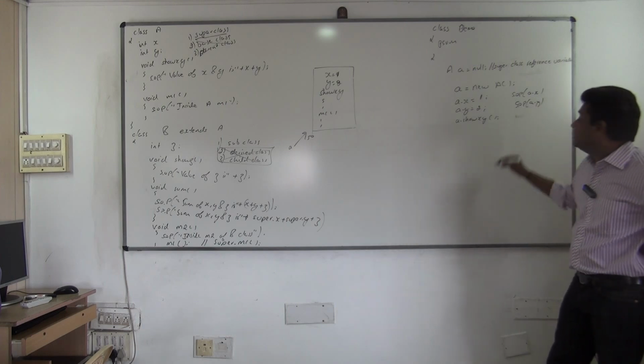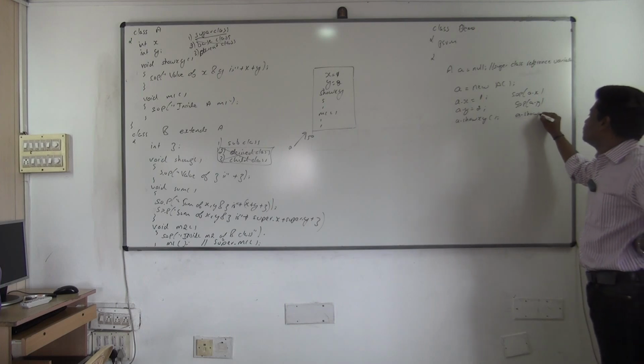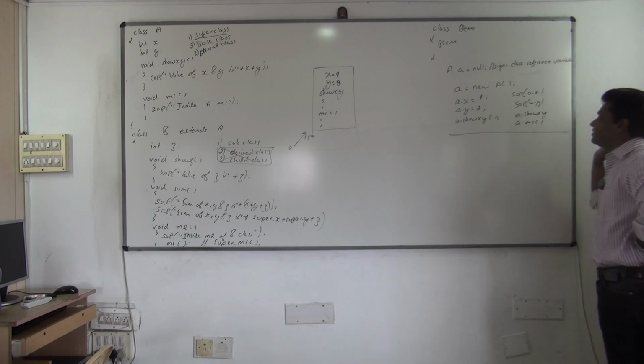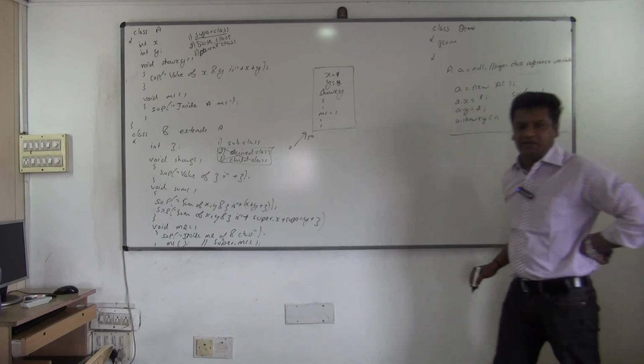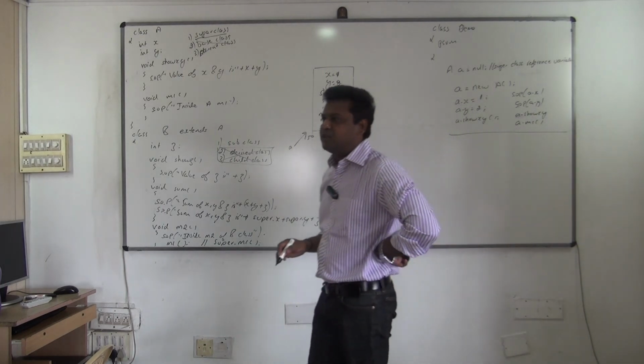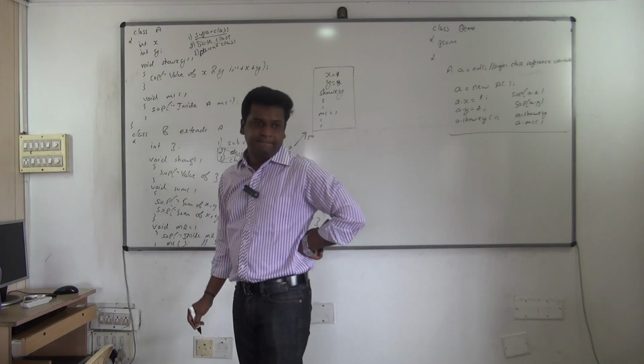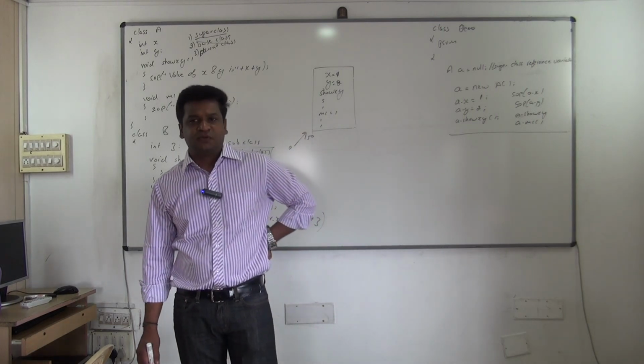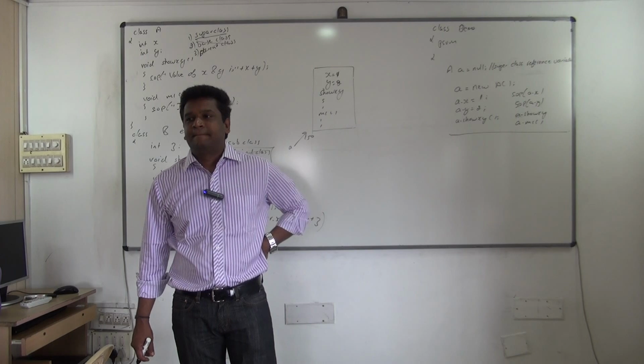Accessing. You can print. And I can call all the methods. A dot show XY, or I can call A dot M1 method also. All these members you can access. But how did I access the members? With the help of superclass variable. Superclass reference variable. Clear this?